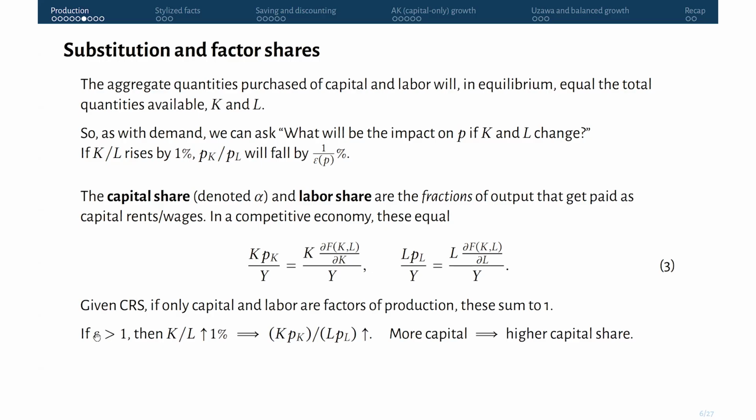And as we can see, if the elasticity of substitution is greater than 1, then an increase to the capital to labor ratio of 1% is going to increase the capital share, because capital becomes more plentiful and its price falls, but it doesn't fall by as much as the quantity grows more plentiful. Whereas if the goods are not so substitutable, if the elasticity is less than 1, the reverse happens. When capital becomes more plentiful, the capital share falls because the price of capital is falling more quickly than the quantity is rising.